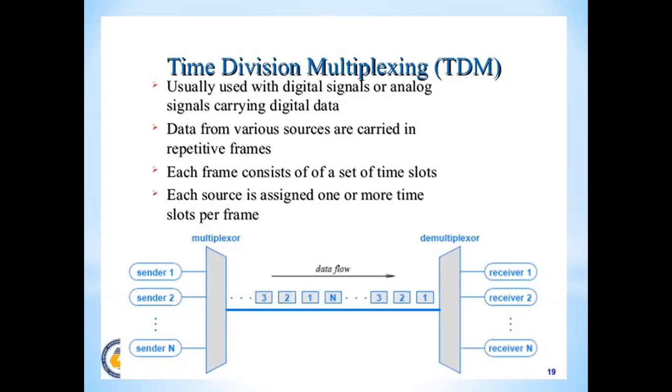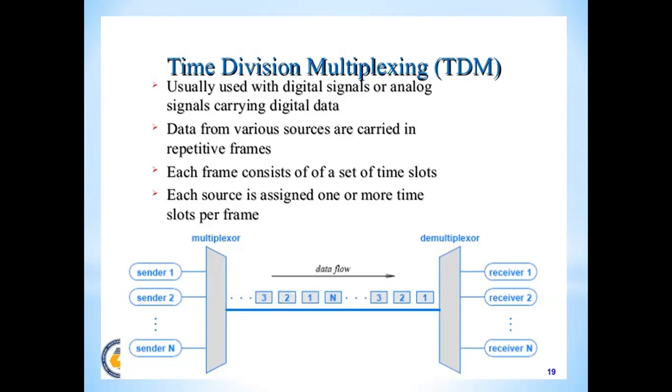For 3 inputs being multiplexed, a frame of TDM will consist of 3 units, that is, a unit from each source. Similarly, for n inputs, each TDM frame will consist of n units. The TDM signal, in the form of frames, is transmitted on the common communication medium.